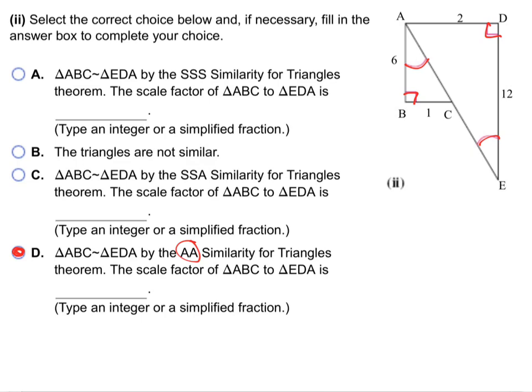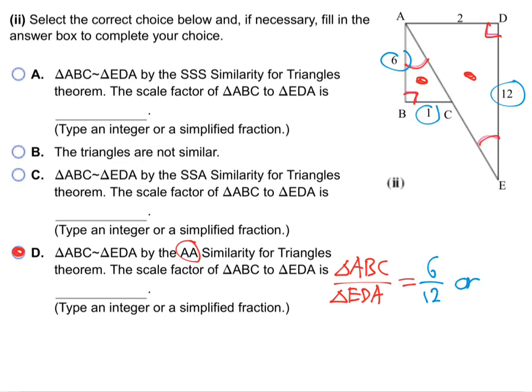So they want me to go triangle ABC over triangle EDA. Right? ABC, this one, over EDA, that one. EDA is the one on the right. So what should I grab? Should I grab the 6 with the 12? Yeah, you could do that. Or you could grab the 1 with the 2. Either way, if you reduce the 6/12, divide by 6 top and bottom, you're going to get the same answer, aren't you? The scale factor is half. The little one's half as big as the big one.